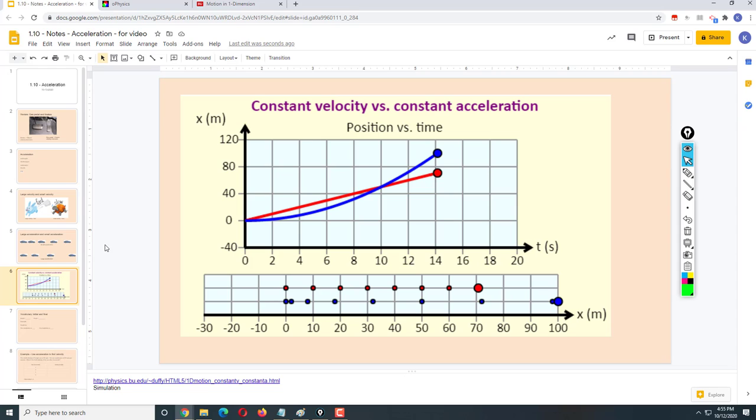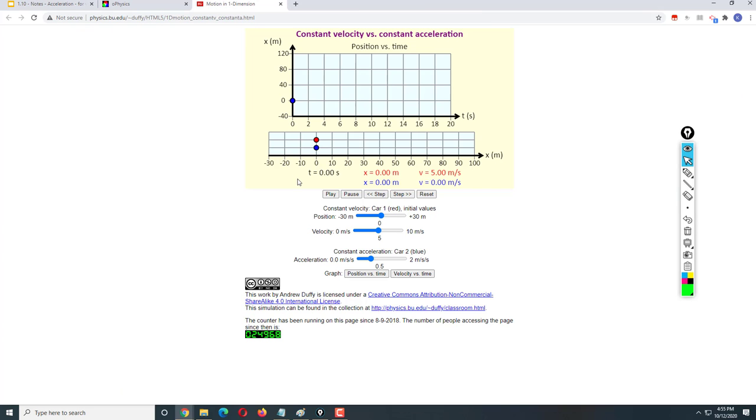One more simulation. This time, the red car travels in constant velocity, the blue car constant acceleration. Okay, here we go. So at the beginning, the red car is faster and it's traveling at constant velocity, but the blue car is going faster and faster and faster, and eventually the blue car is faster than the red car and finishes first. So red is constant velocity, blue is constant acceleration.